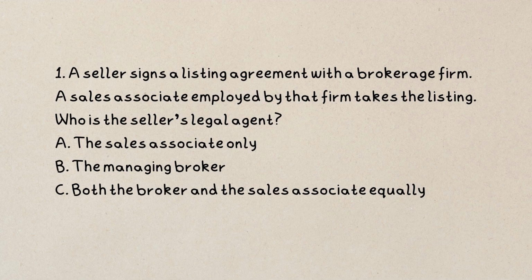1. A seller signs a listing agreement with a brokerage firm. A sales associate employed by that firm takes the listing. Who is the seller's legal agent? A. The sales associate only. B. The managing broker. C. Both the broker and the sales associate equally. The correct answer is B, the managing broker. The seller legally hires the broker even though the sales agent took the listing.